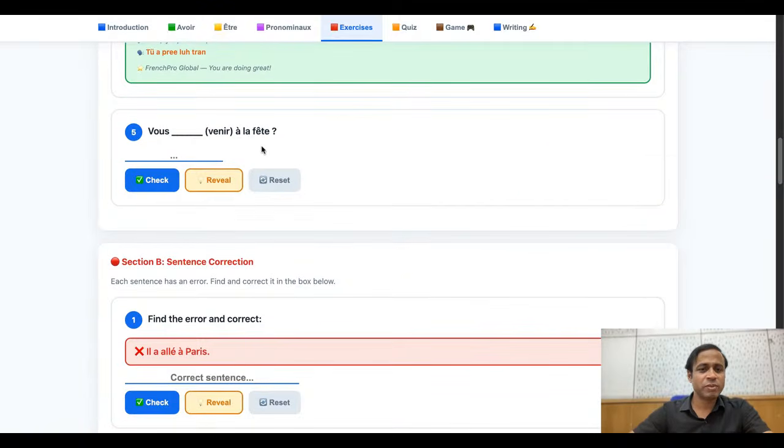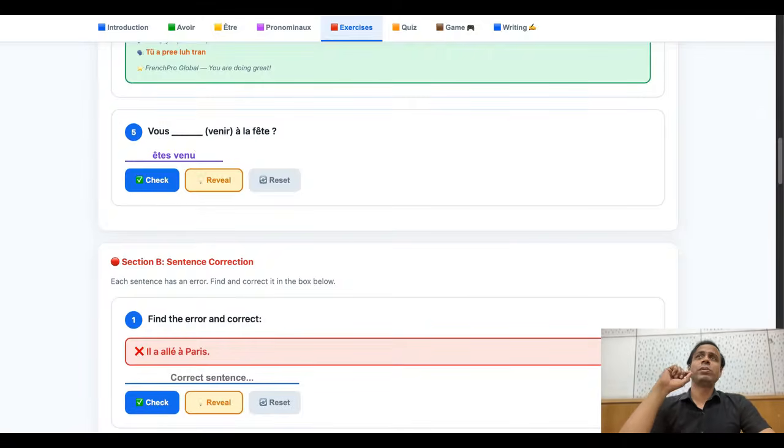Okay, now question number 5. Vous dash venir à la fête. Now you tell me first, will you use être or avoir here? Okay, être, yes. So why are we using être here? Because venir is in the list of 17 verbs and venir is also a verb of movement. That is why we are using être here. So vous êtes. Okay, vous êtes venu à la fête.